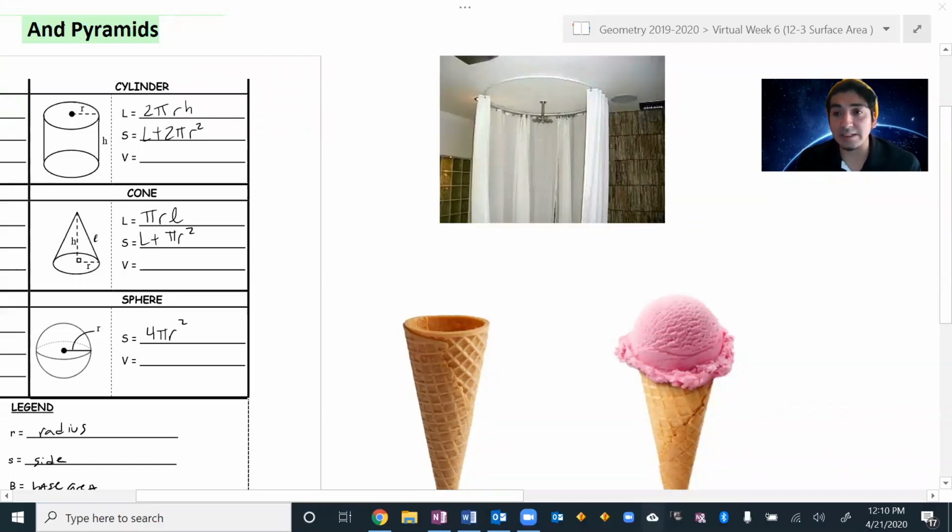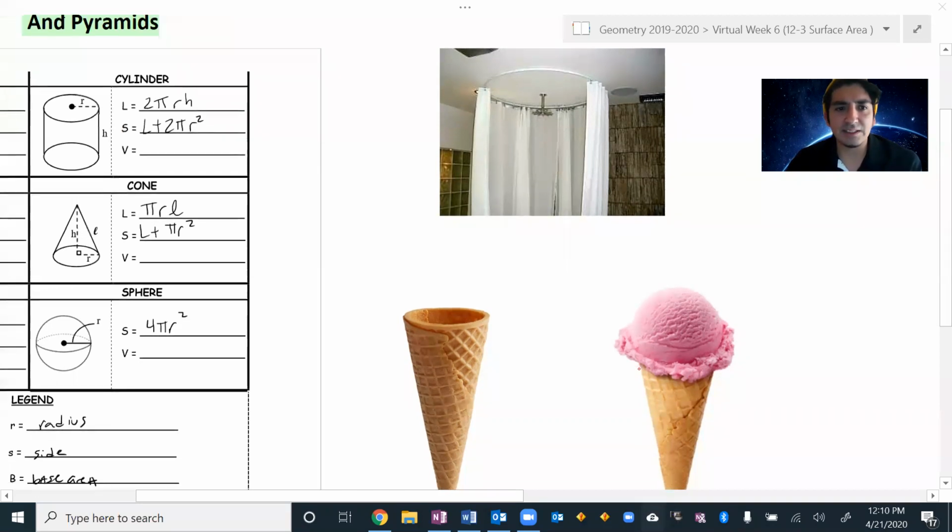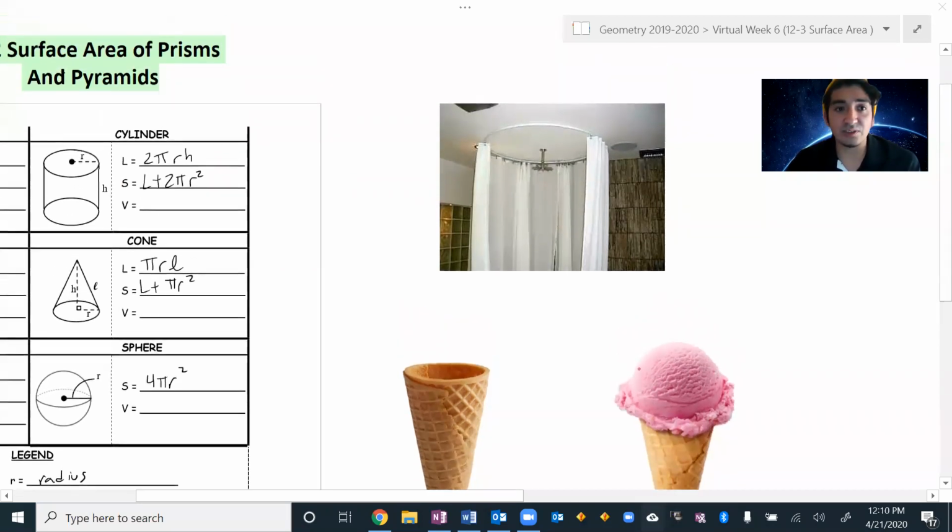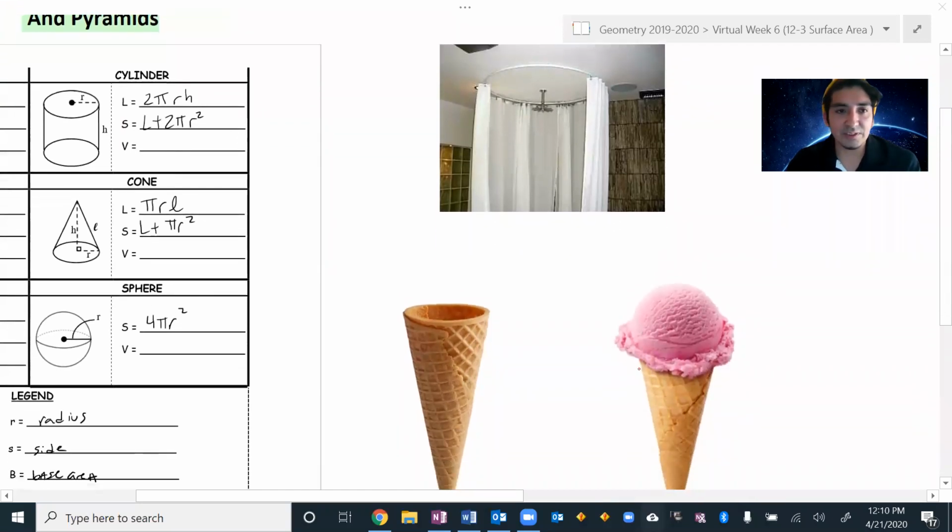In this video, what I'm going to cover is the surface area of cylinders, cones, and spheres too. So you have a variety of different things to work with for today. Surface area is the primary part that we want to work with.